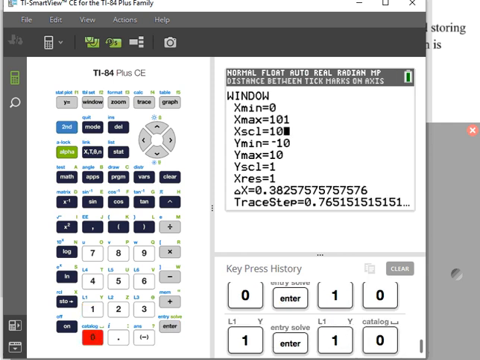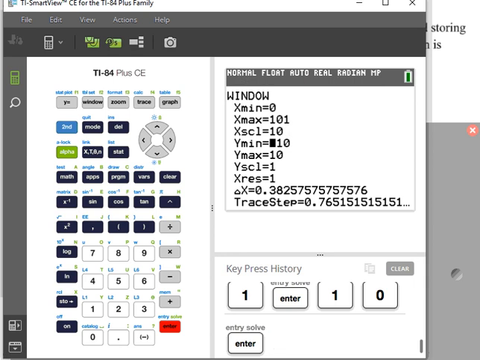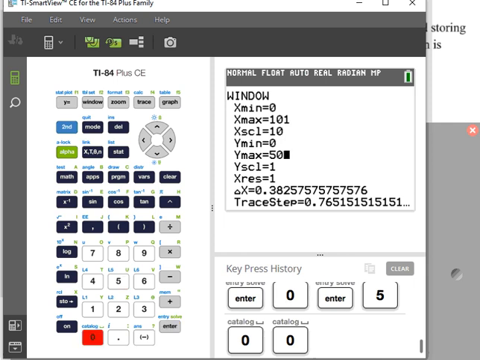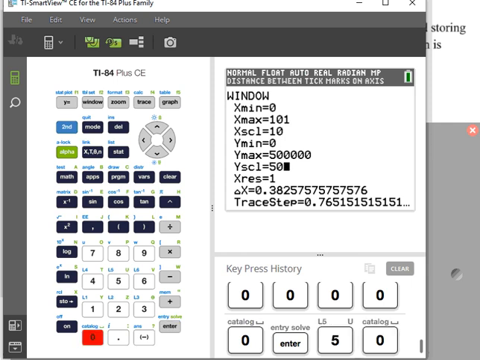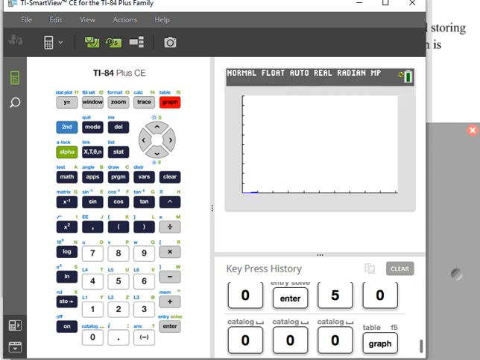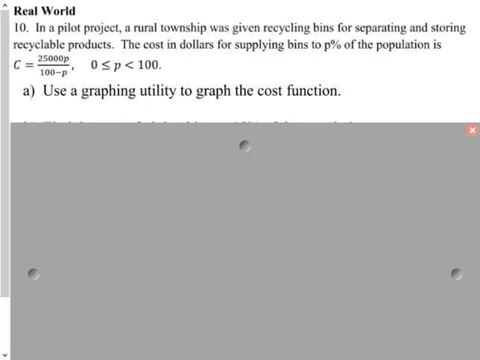Scale can be by how much we're moving with the tick marks. Going down, our minimum y value we're going to go 0, and it's going to get pretty large here, so we'll say we'll go to 500,000, and they can go by 50,000. So now when we graph it, we'll see a little bit more. And there's the graph. It kind of looks exponential. So we've got a graph.